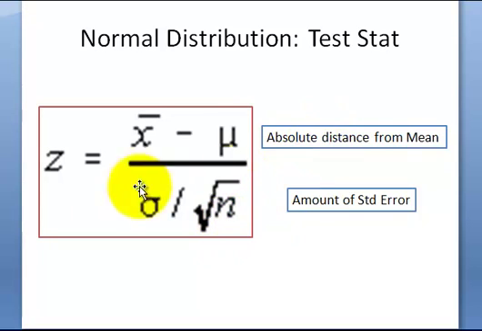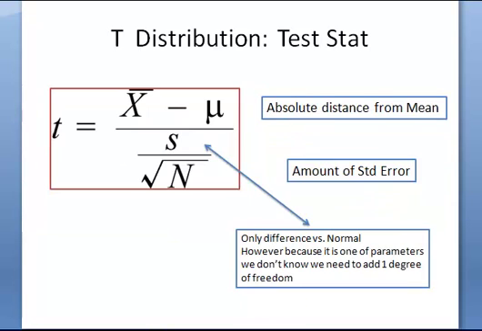So all this is this test statistic, which in this case is called a z, is the absolute distance from the mean divided by the standard error. Same thing for a t distribution, except the only difference between a t distribution and the normal is we don't know what the standard deviation of the population is. So we say, well, we'll put in the standard deviation of the sample.